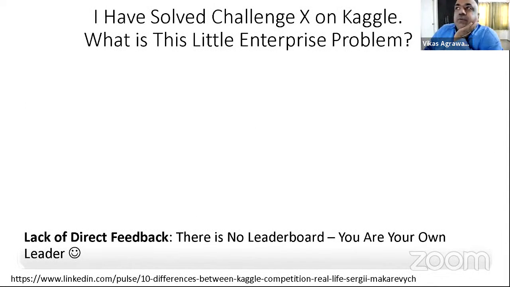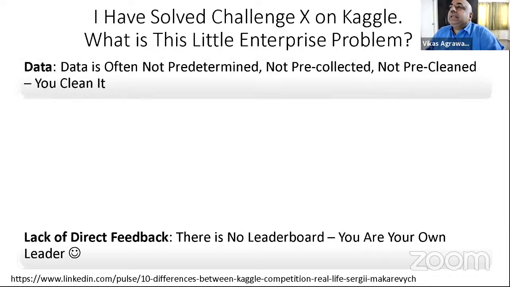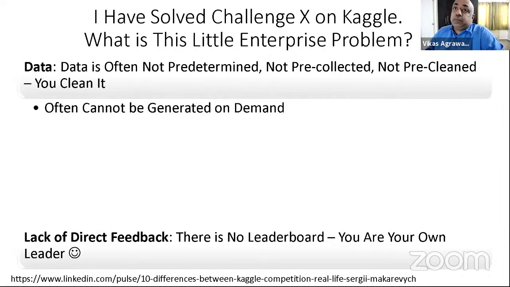Then there are further problems with the enterprise problem. One is there's a lack of direct feedback. So if you're on a Kaggle leaderboard, the leaderboard tells you how well you're doing. Now, in the enterprise, there is no leaderboard. You're your own leader. You need to determine when you have actually solved the problem. Data is often not predetermined. It's not even pre-collected. It's not even pre-cleaned. You clean it. So that's a very important one. Often the data cannot be generated on demand. For example, with games, you can generate the data on demand. In this case, you can't. The data is what it is.